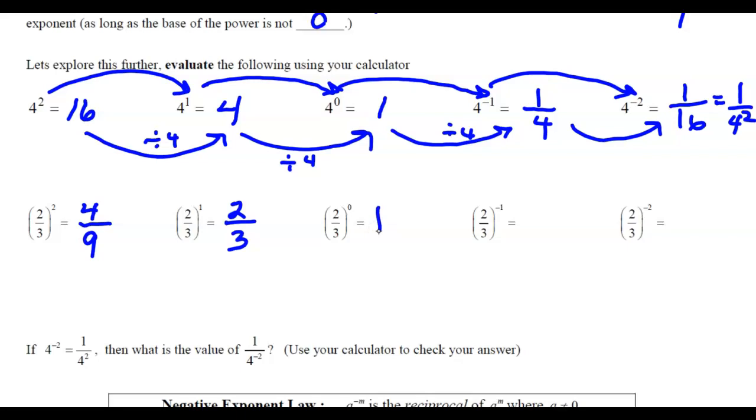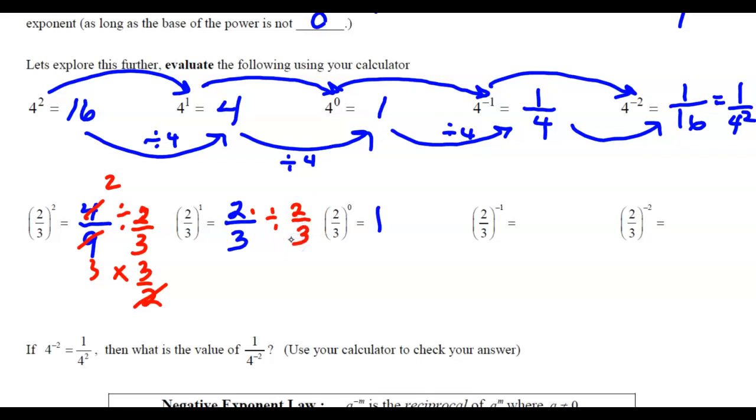Okay, so take a look here, what's happening. This one's a little harder to see, but you're dividing here by 2/3. So if I show that in red, because here I was dividing by 4, the base. Here if I divide by 2/3, then that's the same as multiplying by 3/2. And so 2 goes into 4 twice. 3 goes into 9 3 times. So we get 2/3.